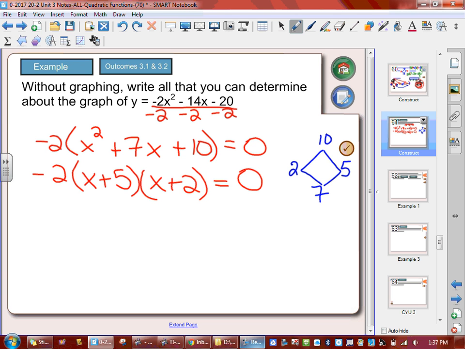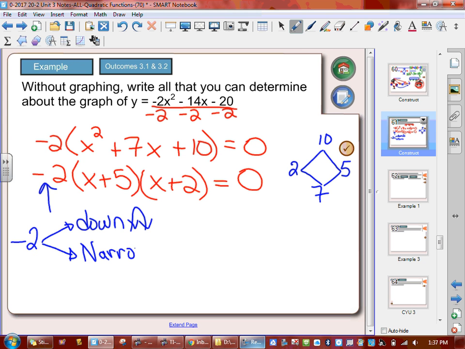What does the negative 2 tell us? There's a couple things it tells us. What does the negative sign tell us? It's going down. So, the negative 2 tells us 2 things. First thing it tells us is we have a down graph. We sure do. It is pointing down. What else do we know? It's narrow. Perfect. It's narrow because the digit is larger than a 1, without the negative there, of course. So so far we know it's down and it's narrow.